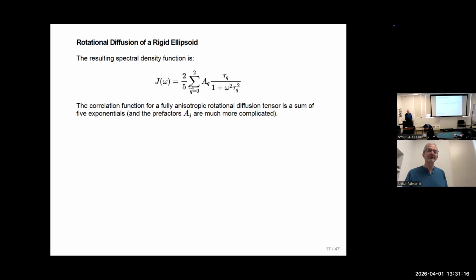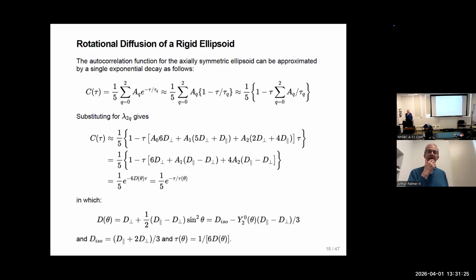So there's the spectral density function for the ellipsoid. There's 3 terms. It comes from the Fourier transform. There's a cute trick from Raphael Bruschweiler that says if the asymmetry isn't too large, we're not too far away from being spherical, we can approximate either the 3 exponentials or the 5 exponentials by 1 exponential with an effective correlation time, and that gets used a lot.